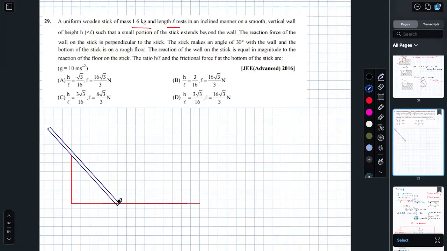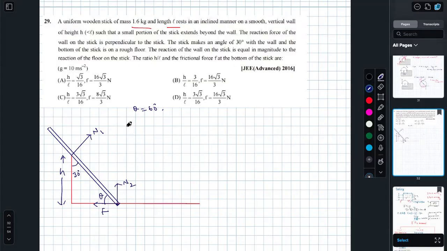That is the case. It shows a tendency to move in this direction. The friction acts like this. This is normal reaction N2. In fact, we have done this question in a different way. N1, height h, theta. Already they have given that this angle is 30 degrees, so theta is 60 degrees.